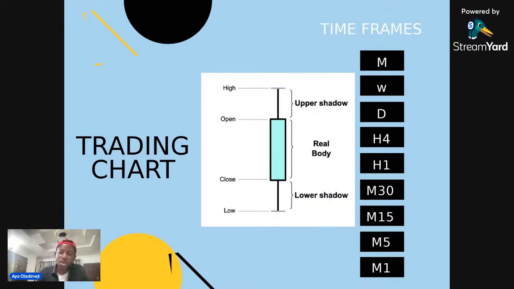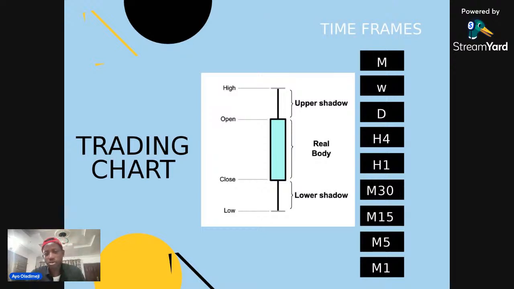M1 indicates 1 minute. M5 indicates 5 minutes. M15 means 15 minutes. M30, 30 minutes. H1, 1 hour. H4, 4 hours. Then D means daily. W means weekly, and M means monthly.